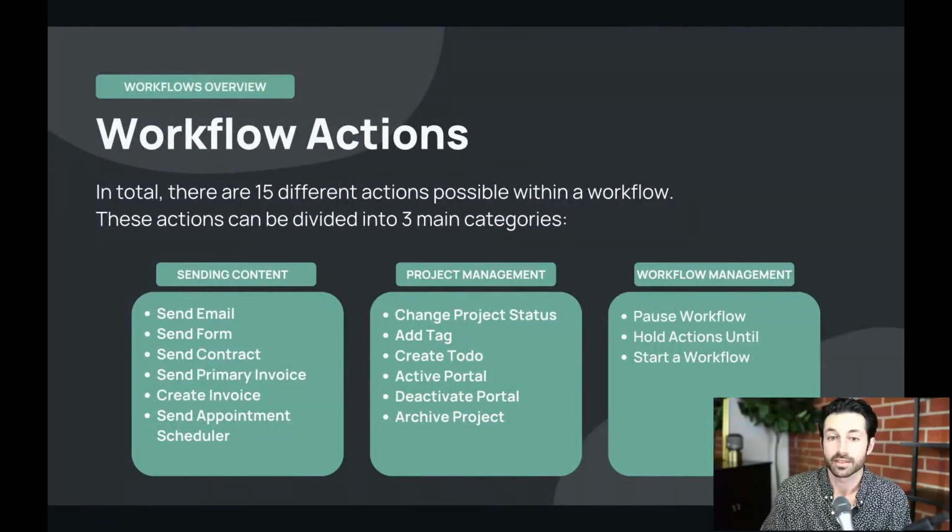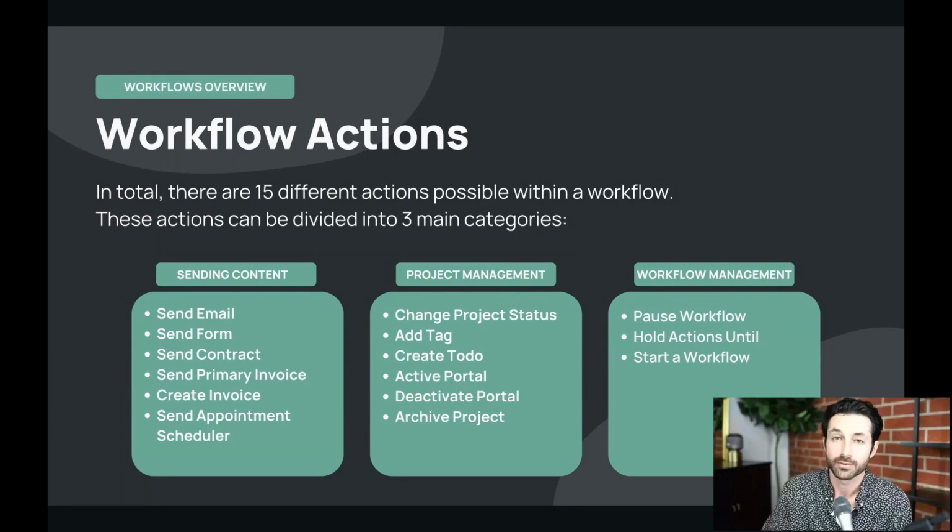Now, we do have a lot of different workflow actions. And so I split these up into 3 different content categories. In total, there's 15. So let's just go through them right now. We have our sending content actions. And so that would include send email, send form, send contract, send primary invoice, create invoice, and send appointment scheduler.